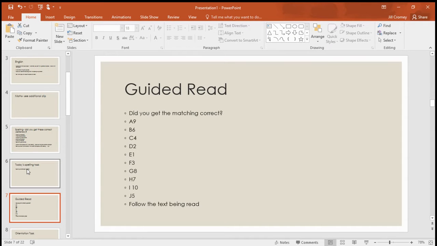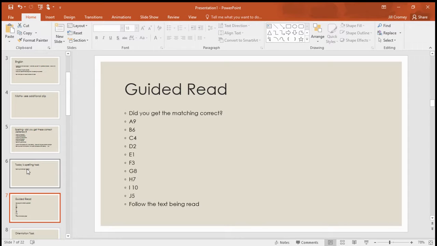Okay, guided reading. So first of all, let's have a look at our task from yesterday. Did you get the matching correctly? So we've got A, which was ruffled, matched to 9, which was rearranged. You think about ruffling someone's hair, you'd rearrange it, wouldn't you? So B, which is crows, matches with 6, which is a big black bird. C is roosting, which matches with settle for a rest or a sleep, obviously used for birds.